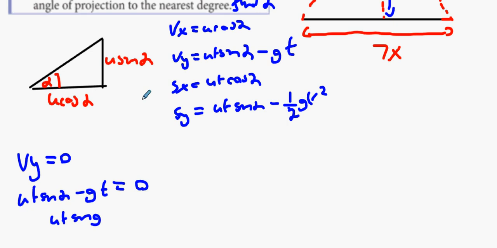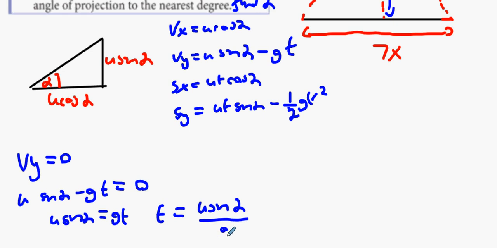Oh dear. Sorry guys. So let's do it again. u sin alpha minus gt equals 0. u sin alpha equals gt. t equals u sin alpha over g. Alright, if that's the time to the greatest height, what's the time of flight?